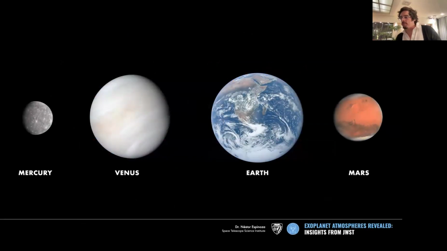The big question that I have to pose before jumping into that is why, right? Why are we interested in figuring out the composition of worlds out there? Well, this is a family portrait of all the rocky planets in the solar system: Mercury, Venus, Earth, and Mars. And from an astronomer's perspective, the size of these planets is more or less the same, like 1 Earth radius, give or take.